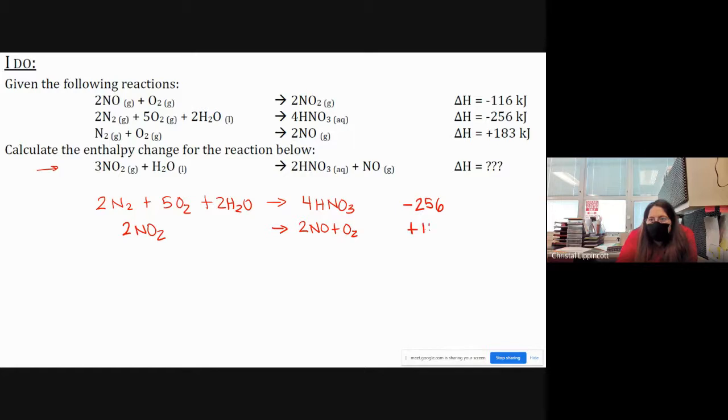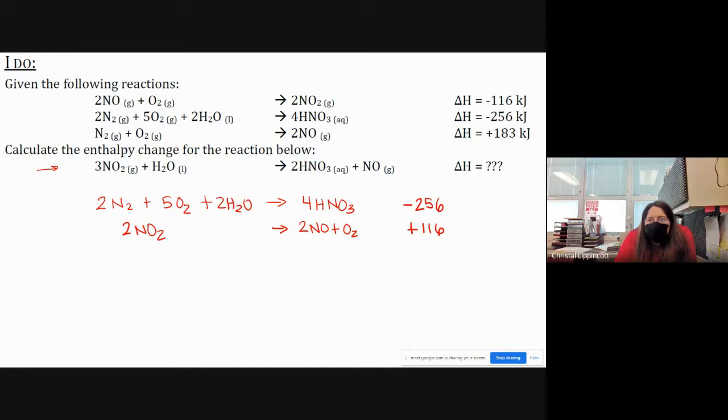Why did you leave a big gap? Because I want to try to keep my reactants and my products kind of lined up. It's just easier for my brain to cancel stuff out in the end. All right, that makes sense.